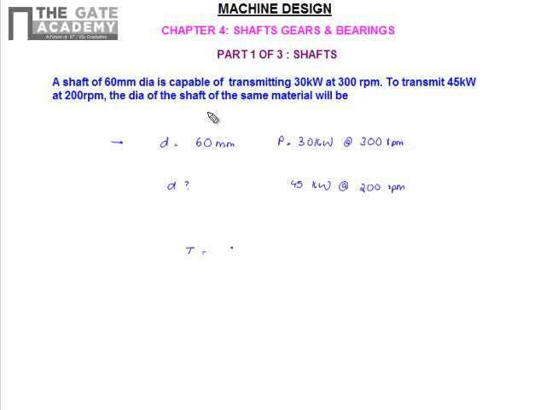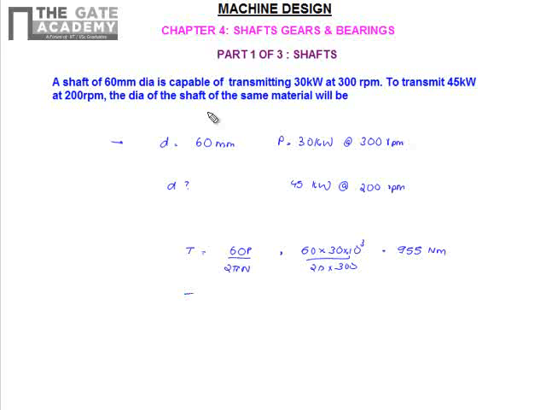So for the first case, the torque transmitted will be 60P by 2 pi N. So 60 into 30 into 10 power 3 divided by 2 pi into 300. This will be 30 into 10 power 3 divided by 2 pi into 300. So 955 Newton meter.